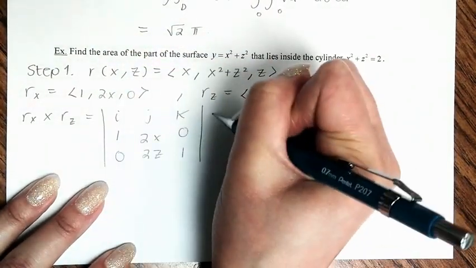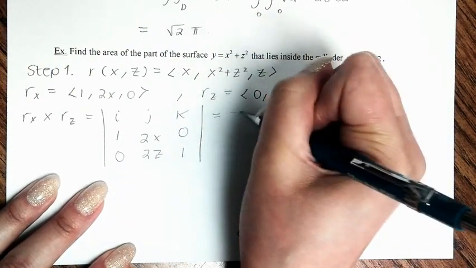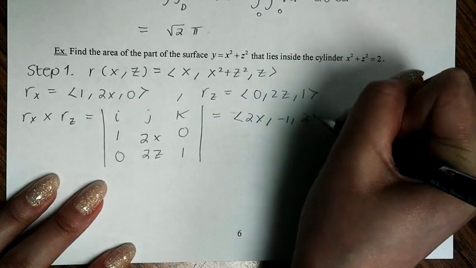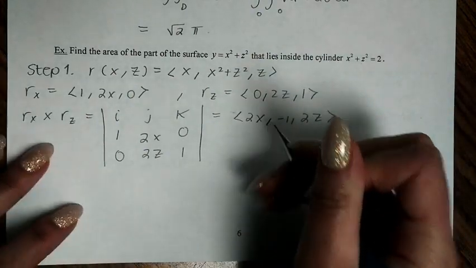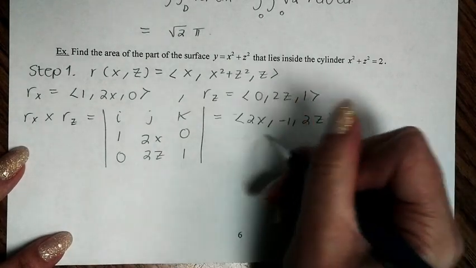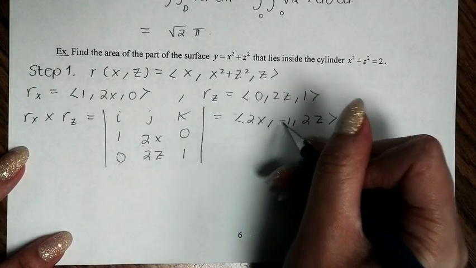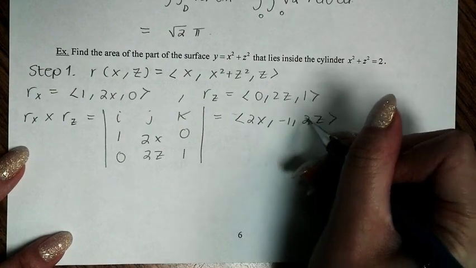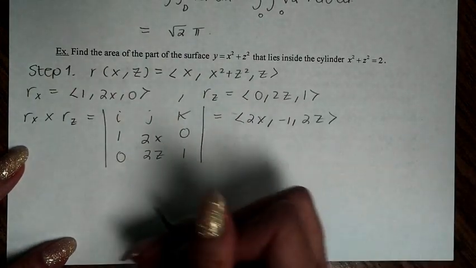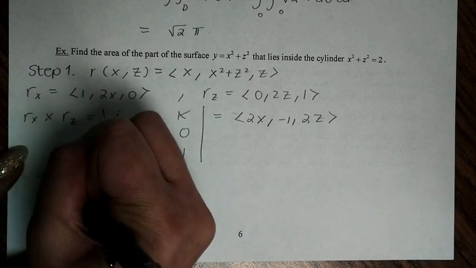This cross product, when you perform it, gives you 2x comma minus 1 comma 2z. That magnitude is not going to be fun. You know that this magnitude is going to be the square root of 4x squared plus 1 plus 4z squared. Ugh. So let's start writing step 2 here.